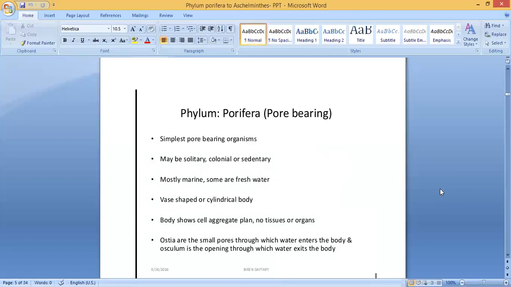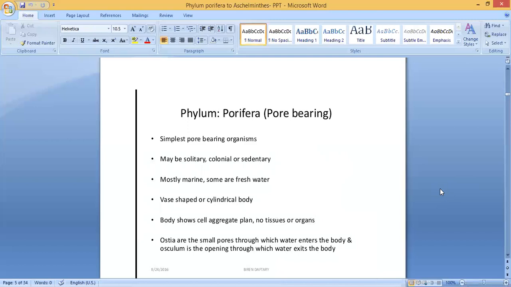Then mostly marine. Most of the animals are marine, living in the sea, but some are freshwater, living in ponds, lakes and so on. Very few live in freshwater. Then, talking about shape, most of them are cylindrical or vase shaped, like a flower vase. The body shows cell aggregate plan. Before, you learned there are different plans: cellular level, tissue level, organ level, and tube within tube plan. So this body shows cell aggregate plan.